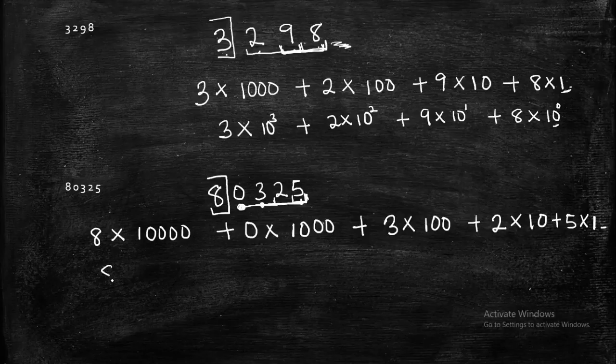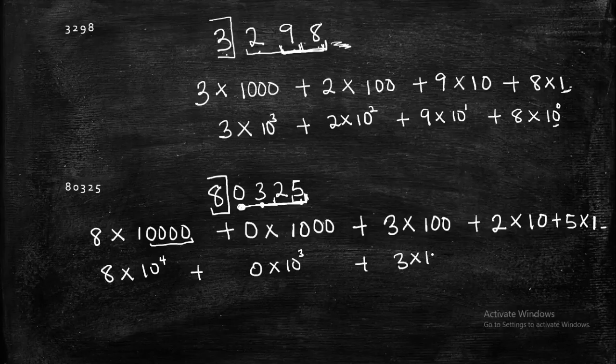Alright, so now in standard form, 8 times, how many zeros? 10 raised to power 4 zeros, so 4. Plus 0 times 10 raised to power 3 zeros. Plus 3 times 10 raised to power 2 zeros. Plus 2 times 10 raised to power 1 zero. Plus 5 times 10 raised to power 0 zeros, no zeros.